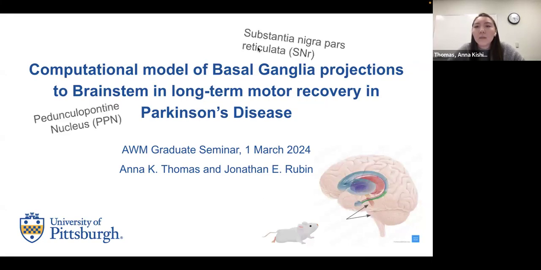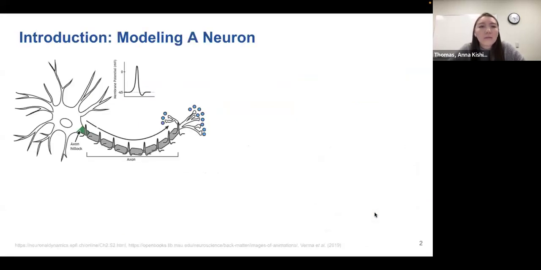So a few words that will come up many times today are the SNR, which is this last output nucleus of the collection within the basal ganglia, this little orange bit, and then the pedunculopontine nucleus, the PPN, which is just a population of neurons, a set of neurons within the brainstem. So a little bit of background on modeling a neuron.